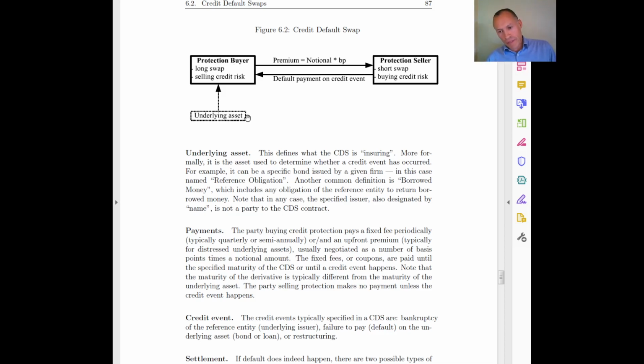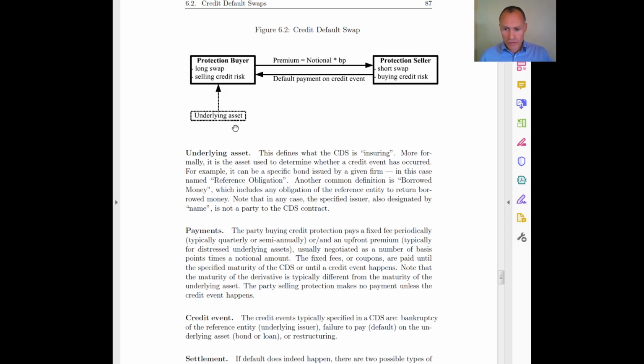This asset may be a specific bond, like I just said, or it may be something more vague, like borrowed money, meaning that I am insuring not just a specific bond issued by a given corporation, but any loan or any borrowed money that that company has taken on. So if that underlying company defaults on anything, that will be enough; that will be considered a credit event that will trigger the insurance contract.